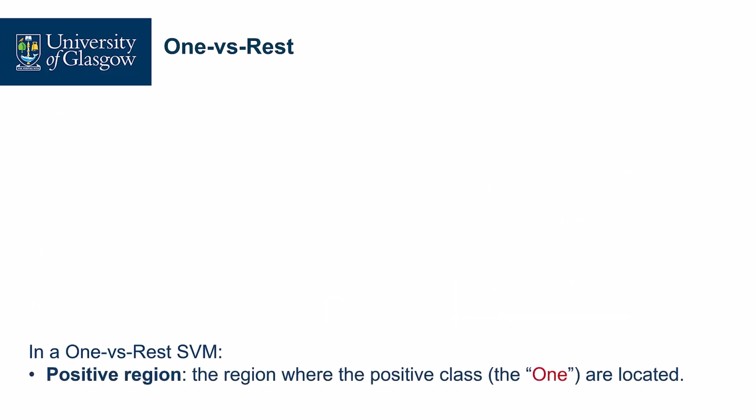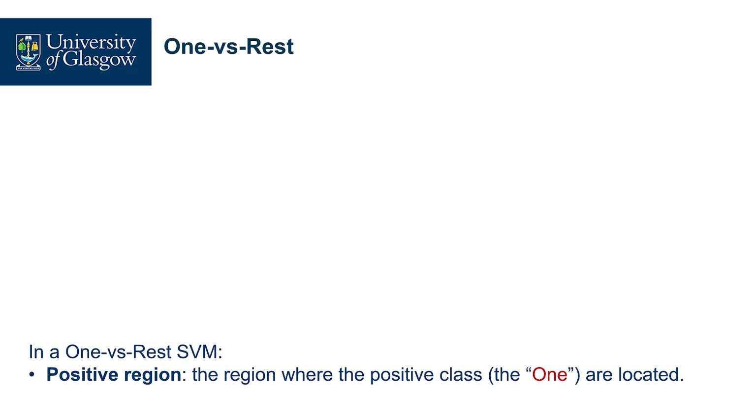So then how can we use them? Before that, I first introduce two concepts. The first one we call the positive region. The positive region is the region where the positive class, the 1 over rest, that is the 1, is located.